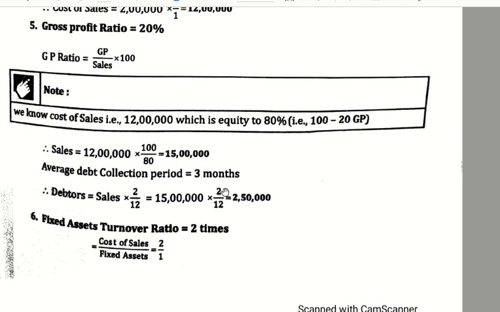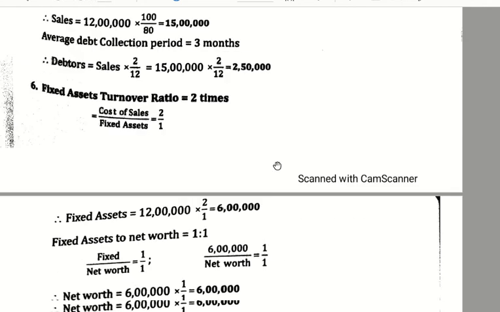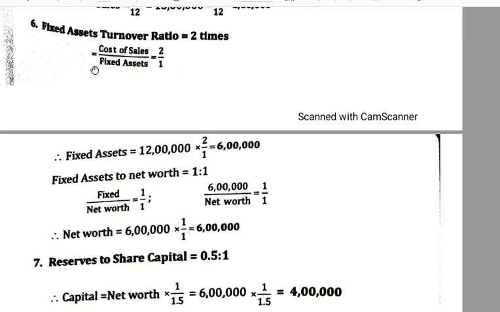So now the average debt collection period is 3 months. So debtors is equal to sales into 2/12, which is 15 lakhs into 2/12, which is equal to 2,50,000. So the average debt collection period is 2 months, not 3 months. Here they have given it a little wrong. So with 2/12, we get average debtors to be 2,50,000. The fixed assets turnover ratio is 2 times: cost of sales divided by fixed assets, which is 2/1. Therefore fixed assets is equal to 12 lakhs into 1/2, which is equal to 6 lakhs.